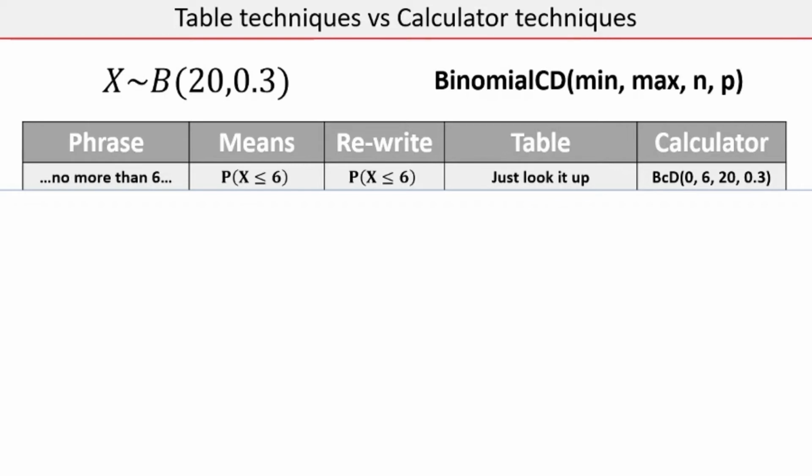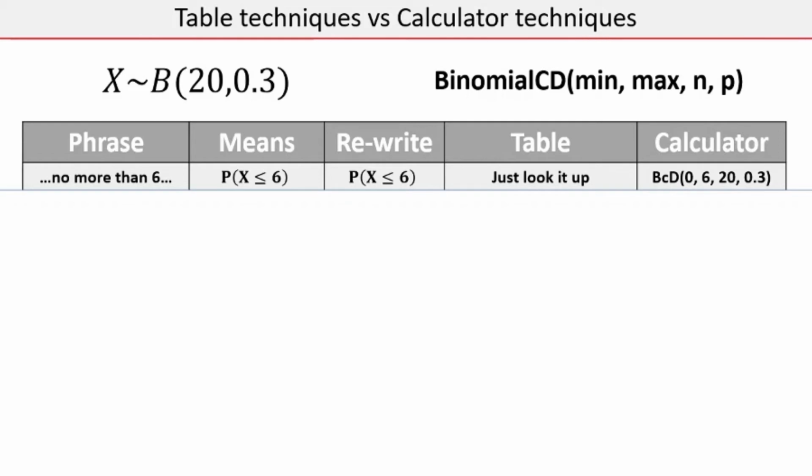If we were going to find this probability from the tables, it's table ready. We can just go ahead and look it up in the tables. If we want to find this in our calculator, using the correct syntax, we would use BCD 0, 6, 20, 0.3. So type these in with me as we're going along so you get used to the format. And we'll get our answer straight away.